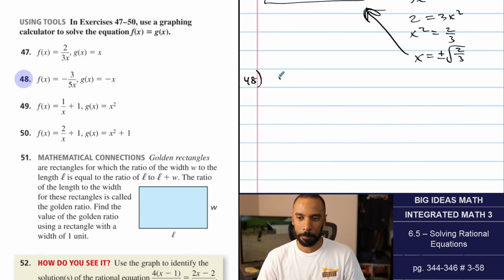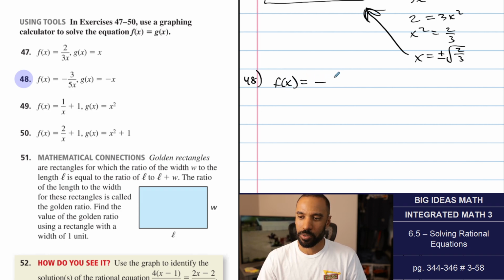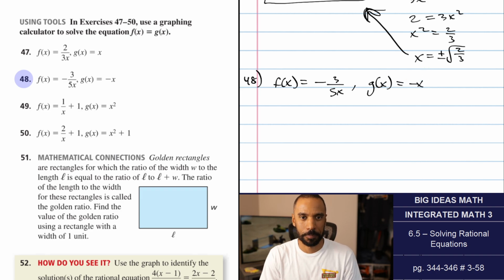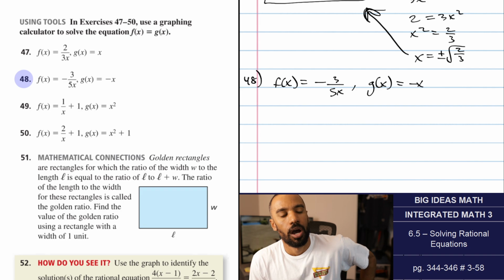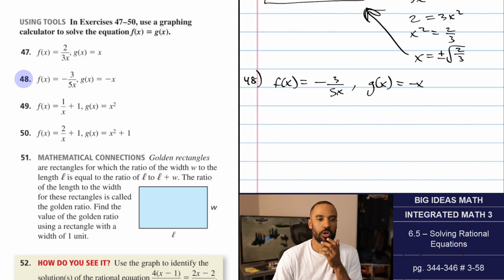So number 48, f of x equals negative 3 over 5x, and g of x equals negative x. Oh, when it says use the calculator to solve the equation, they didn't say solve by graphing.